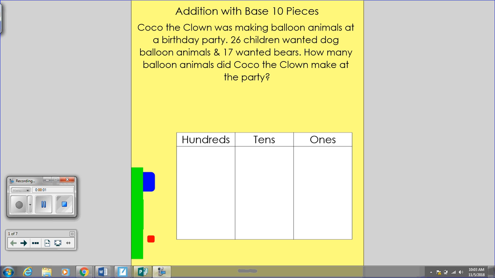Use our base 10 pieces and drawings. We're going to do it at the same time as our notebook and our pieces to solve this problem. Okay? The problem reads, Coco the clown was making balloon animals at a birthday party.